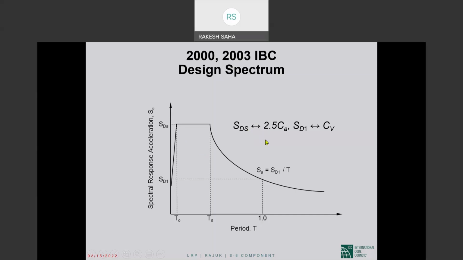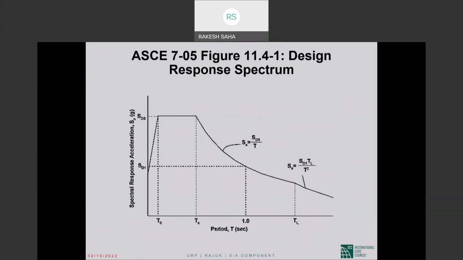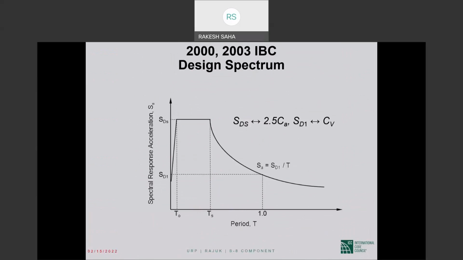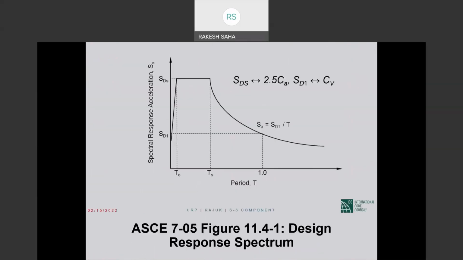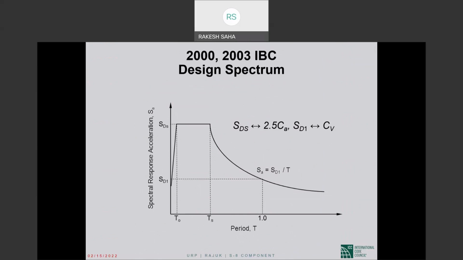This is not one is equal to the other, not at all. Okay. So this was 2000, 2003 IBC, then very close to our time, the ASCE 7-05 design spectrum. This is your latest. Okay.